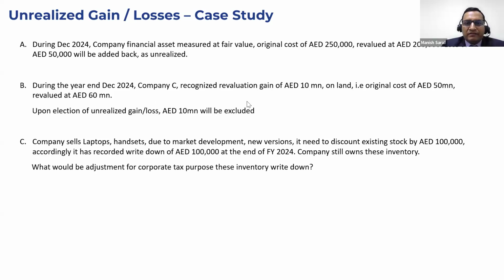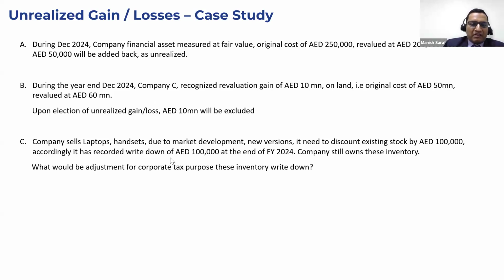And similarly, in the case of land and building, whose value was 50 million but has been revalued to 60 million, there is an unrealized gain of 10 million. That 10 million will be reduced back, because you would have shown it in your accounting income, and when you do a tax computation, you will exclude that gain. It will not be taxable.